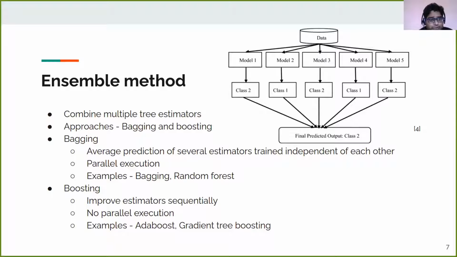Another approach of ensemble method is boosting. In boosting, we have a few estimators which are called weak learners, and these estimators are improved sequentially. Since these estimators don't work independently of each other, there can be no parallel execution. Examples of the boosting approach are AdaBoost classifier, gradient tree boosting, and another one is extra gradient boosting trees.